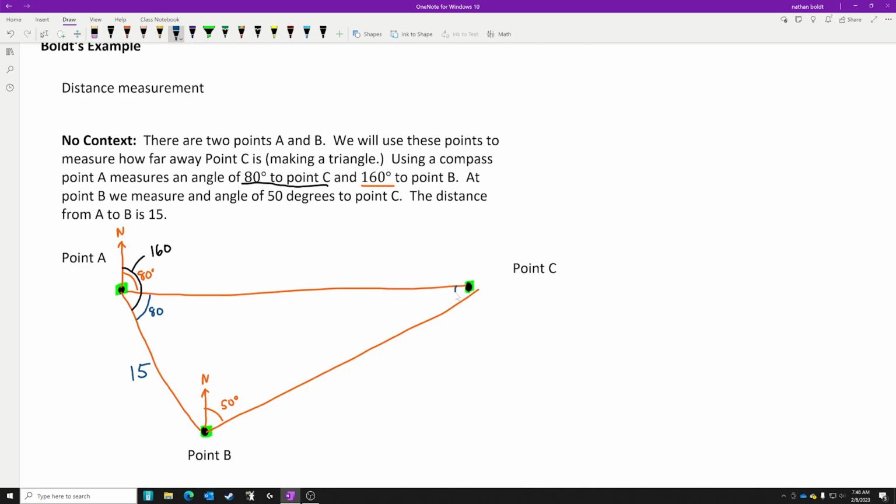We still need this interior angle over here at point C. And we have part of the angle at B, but only this part right here is 50. We still don't know the sliver on the other side. So we're going to have to draw some extra triangles to figure that out.